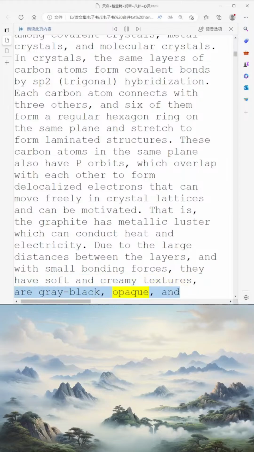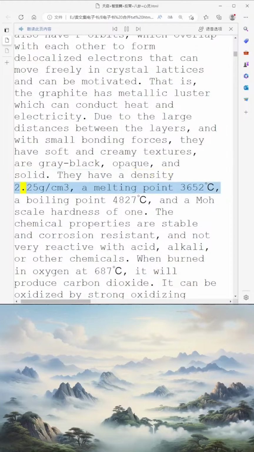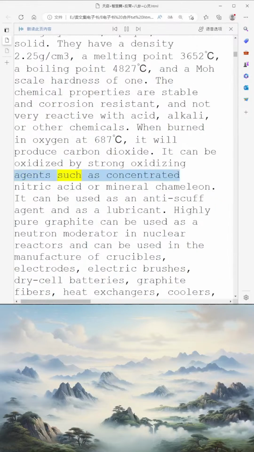gray-black, opaque, and solid. They have a density of 2.25 g/cm3, a melting point of 3652 degrees Celsius, a boiling point of 4827 degrees Celsius, and a Mohs scale hardness of 1. The chemical properties are stable and corrosion resistant, and not very reactive with acid, alkali, or other chemicals. When burned in oxygen at 687 degrees Celsius, it will produce carbon dioxide. It can be oxidized by strong oxidizing agents such as concentrated nitric acid or potassium permanganate.